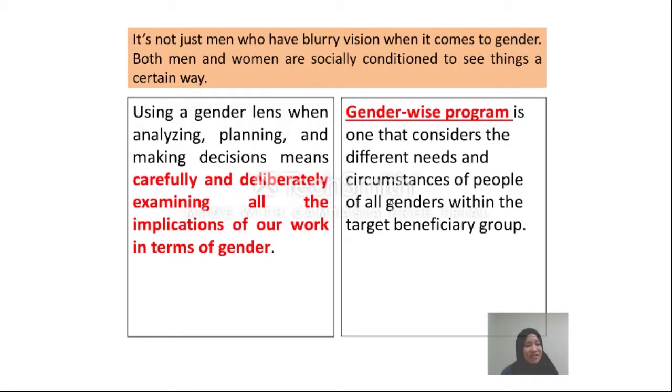So using a gender lens when analyzing, planning, and making decisions means carefully and deliberately examining all the implications of our work as NGO workers or development workers or civil society workers in terms of gender. So how do we see gender-wise programs or projects? It is one that considers the different needs and circumstances of people of all genders within the target beneficiary group.